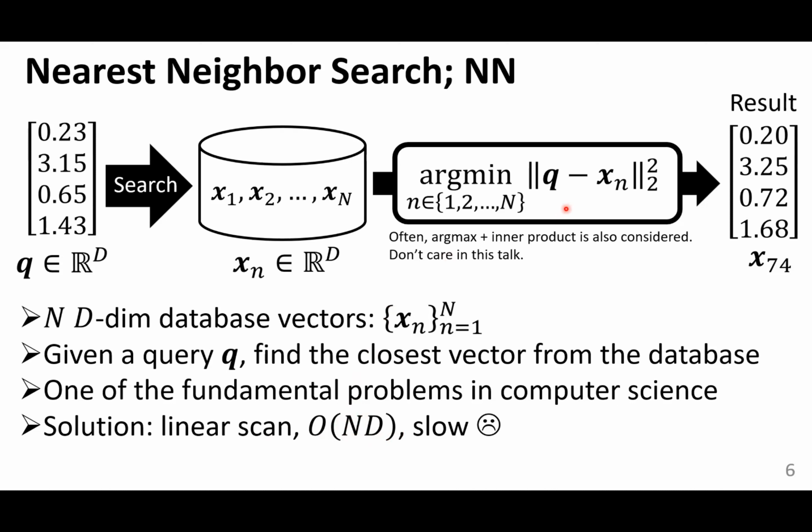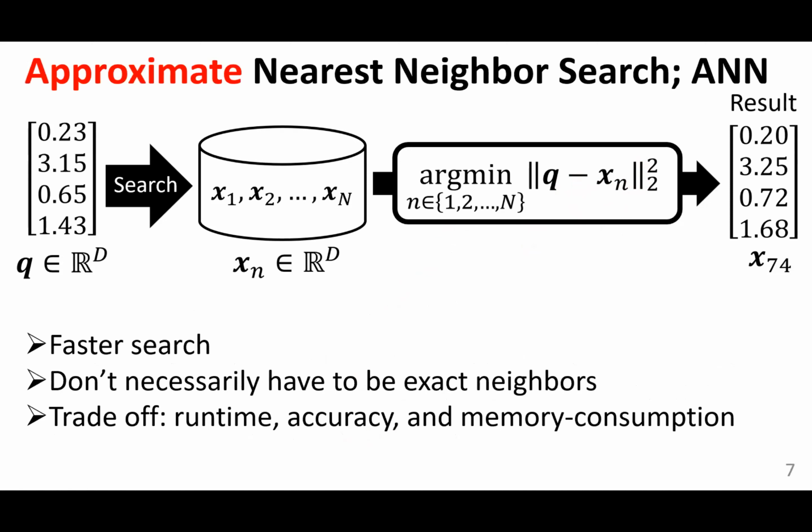One thing is, today I talk about L2 squared distance here, but sometimes it's inner product or something else. There are many variants, but it's fine. Anyway, this is slow. So what should we do? We do approximate nearest neighbor search, the approximate version.